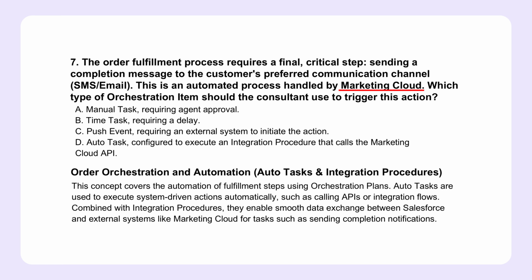What piece of the order orchestration process handles this specific step? Okay, this requires an auto task within the order orchestration plan. An auto task. Right. And this auto task is configured to execute something called an integration procedure. And that integration procedure is what actually makes the call out to the external marketing cloud API.